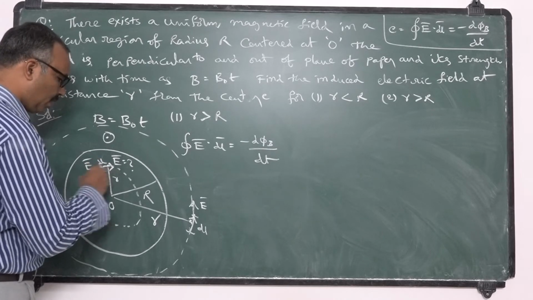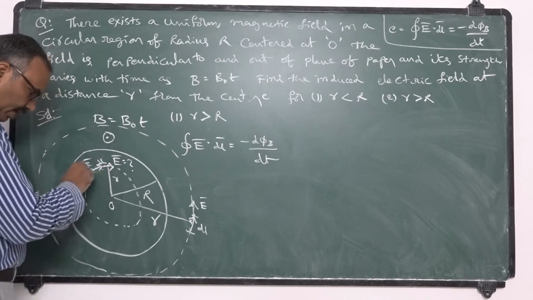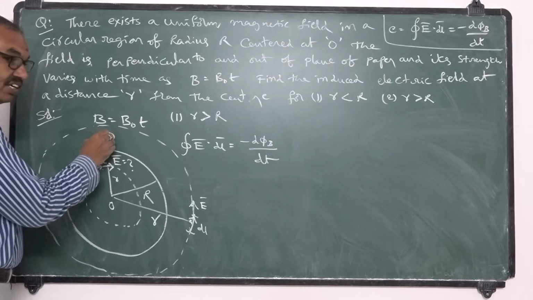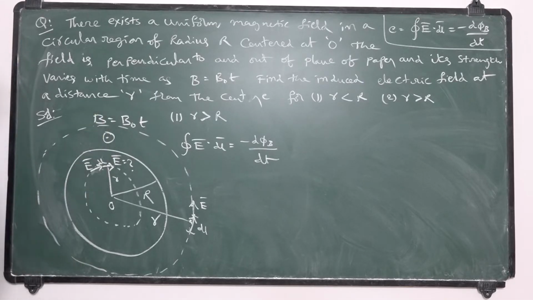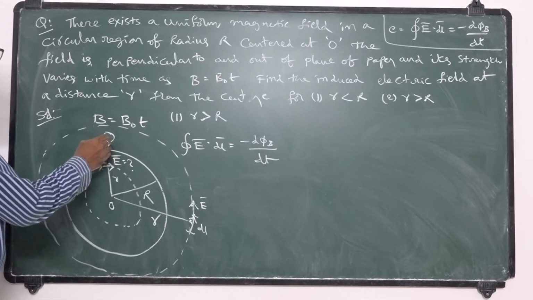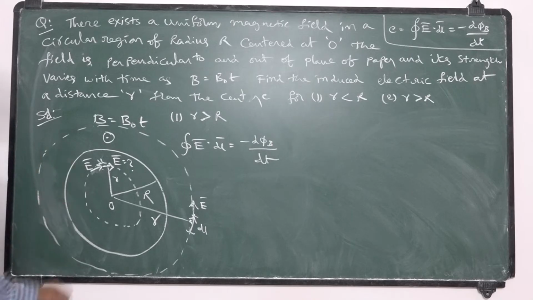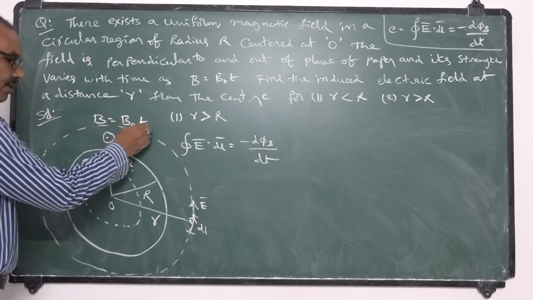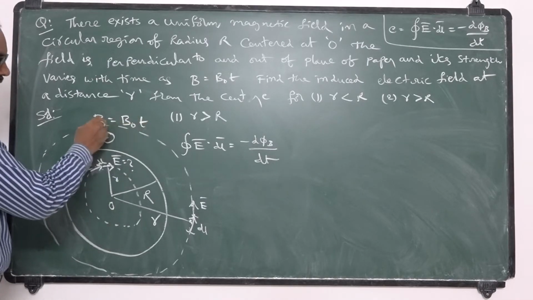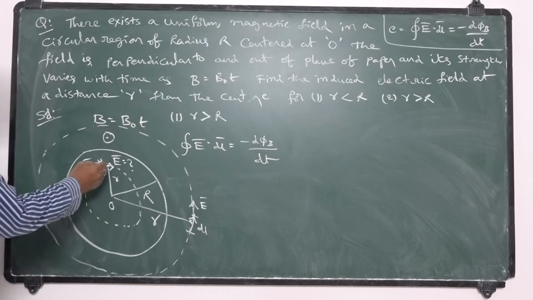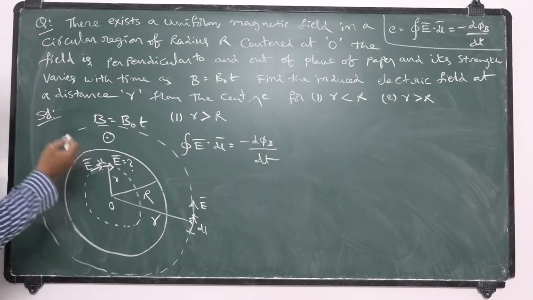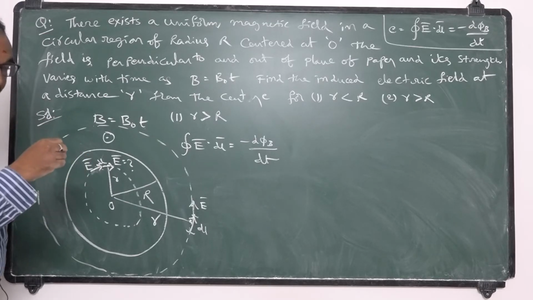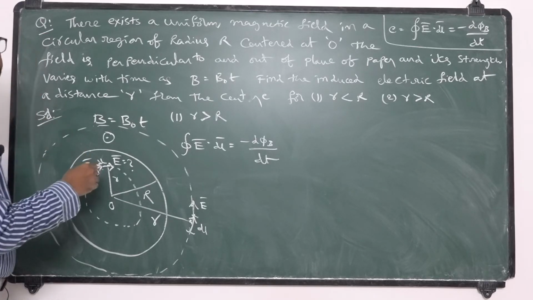E bar and dl bar both are parallel to one another, but they are in clockwise direction because the field is out of the paper. Once again I am repeating. Here the strength of the applied magnetic field is out of the paper, and the magnetic field is going to increase its value with respect to time. It is a function of time. Once the applied magnetic field is increasing out of the paper, the induced magnetic field is developed into the paper.